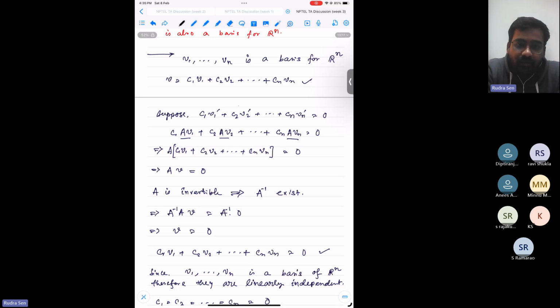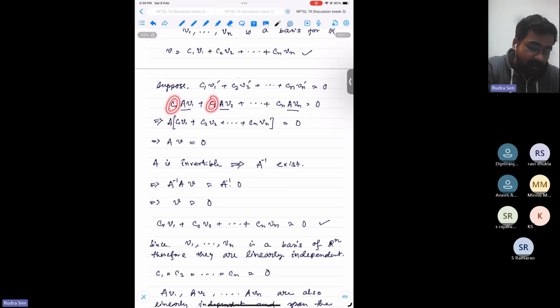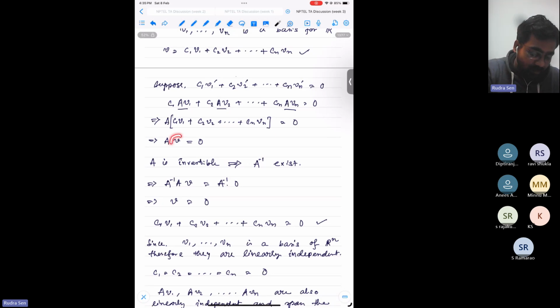If this equals 0, I have to show that these are all linearly independent. That means C1, C2, Cn all are 0. I have to show that. Since C1, C2 are all scalar terms, we can pre-multiply or post-multiply, it doesn't matter. So I just take a common A matrix from here, and this one equals 0. This one I have previously said is a V, so AV equals 0.